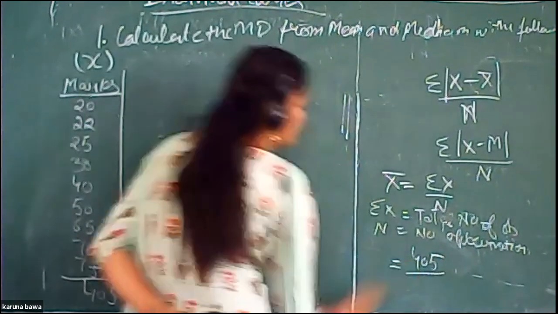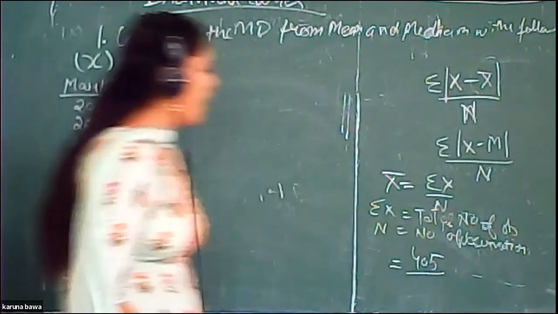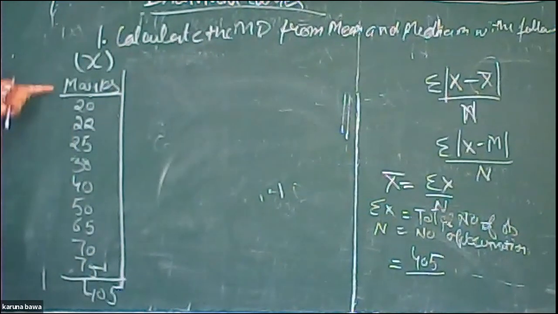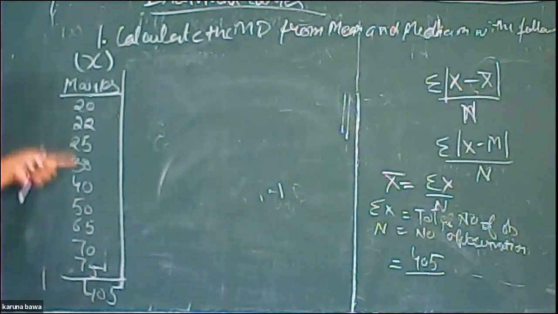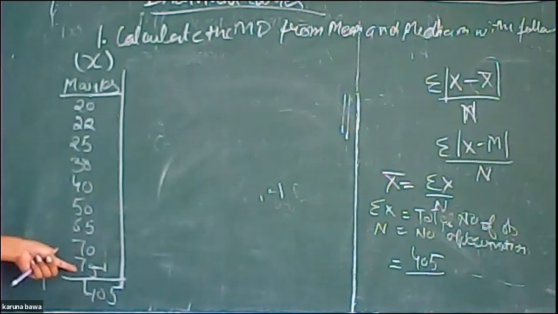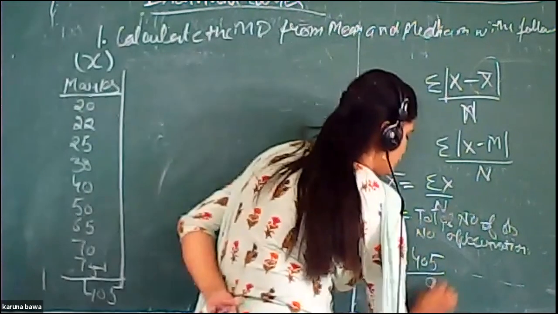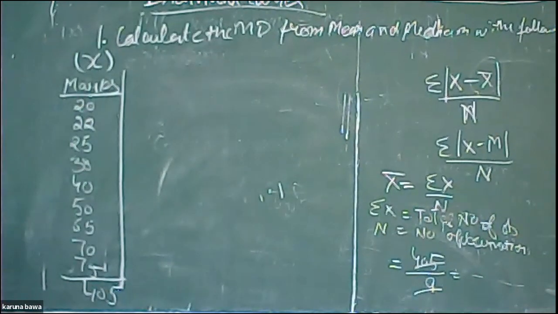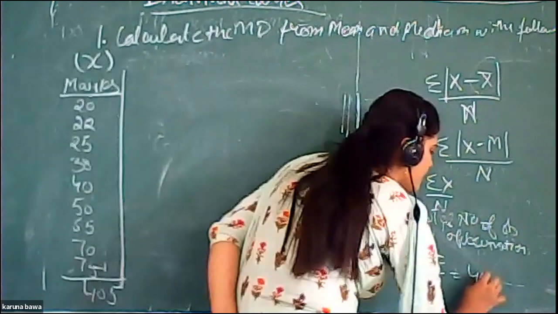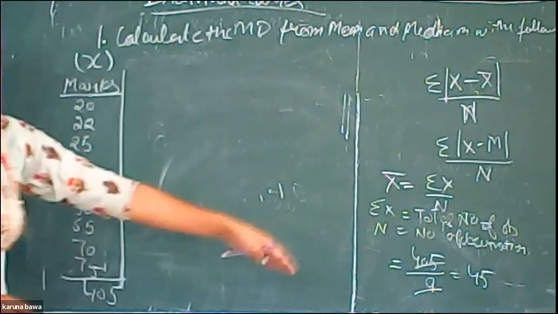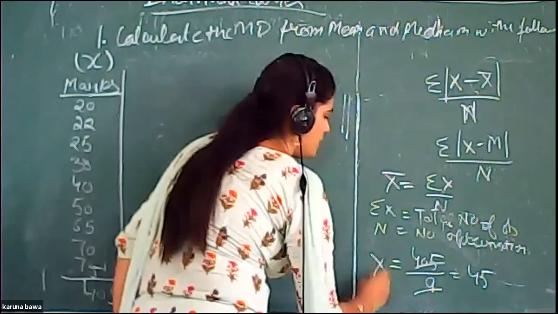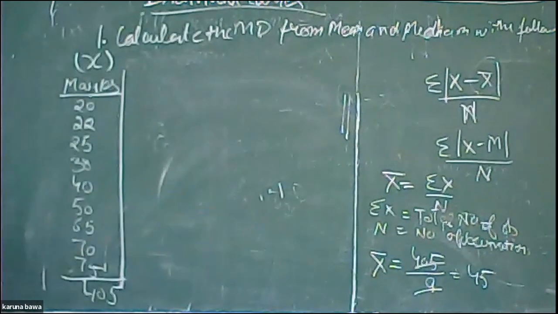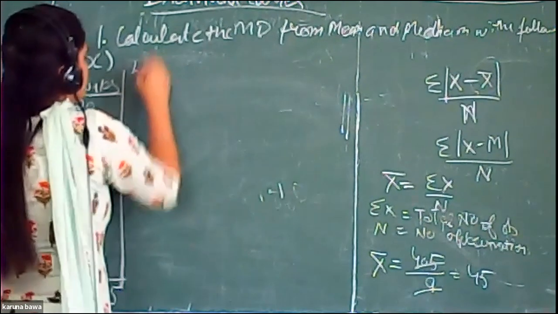Now n is the number of observations. How many observations? 1, 2, 3, 4, 5, 6, 7, 8 and 9. So n is 9. After 405 divided by 9, we find the value 45. This is the value of the mean. Mean is equal to 45. On the other hand, deviation from mean.